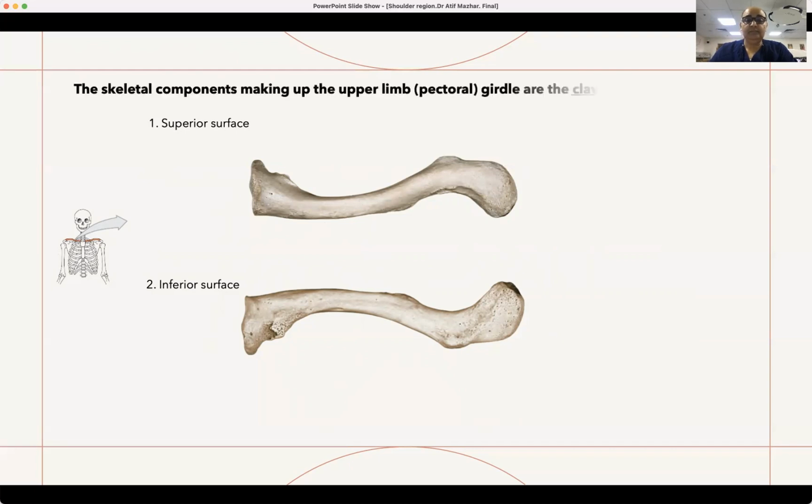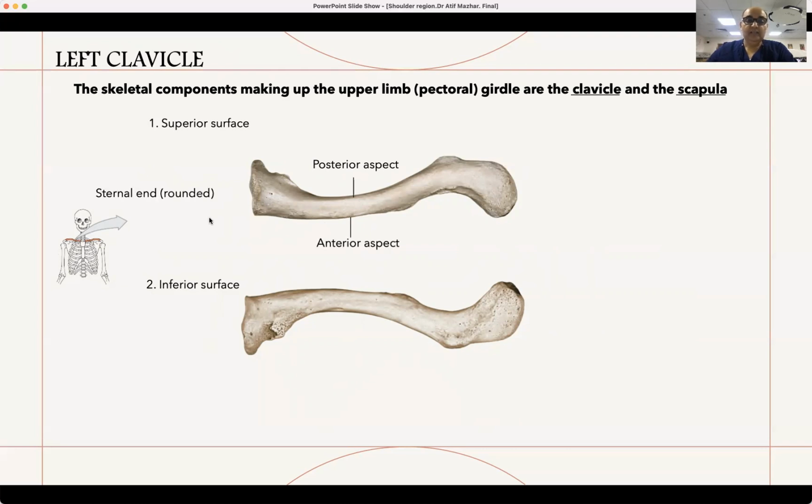Now let's label it. What is this part? This is the posterior aspect. And if that is the posterior, then that will be the anterior. And now you can see this rounded end, and this part is going towards my sternum. This is rounded, and we call it the sternal end of the clavicle. And this flat part is the acromial end of my clavicle. So the clavicle on one end is flat and the other end is cylindrical and quadrangular. This lies medially and that lies laterally. You're looking at a left clavicle.